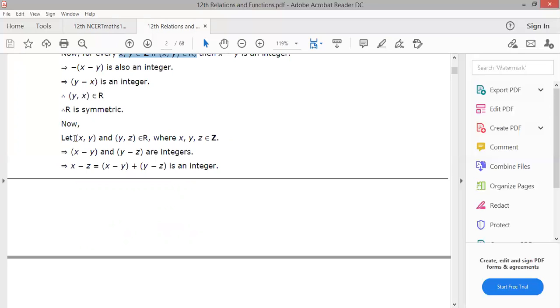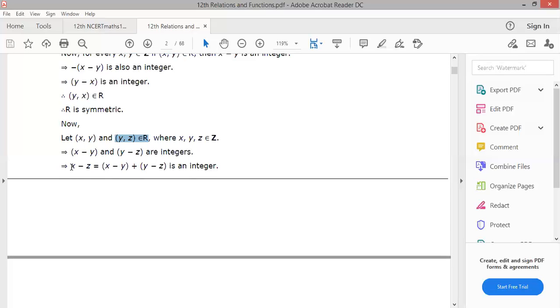If that belongs to the given relation, then it is a symmetric, transitive relation. If not, then it is not a transitive relation. Let's suppose (x, y) belongs to this. That means x minus y is an integer. Let's suppose (y, z) belongs to the given relation, then y minus z is an integer.